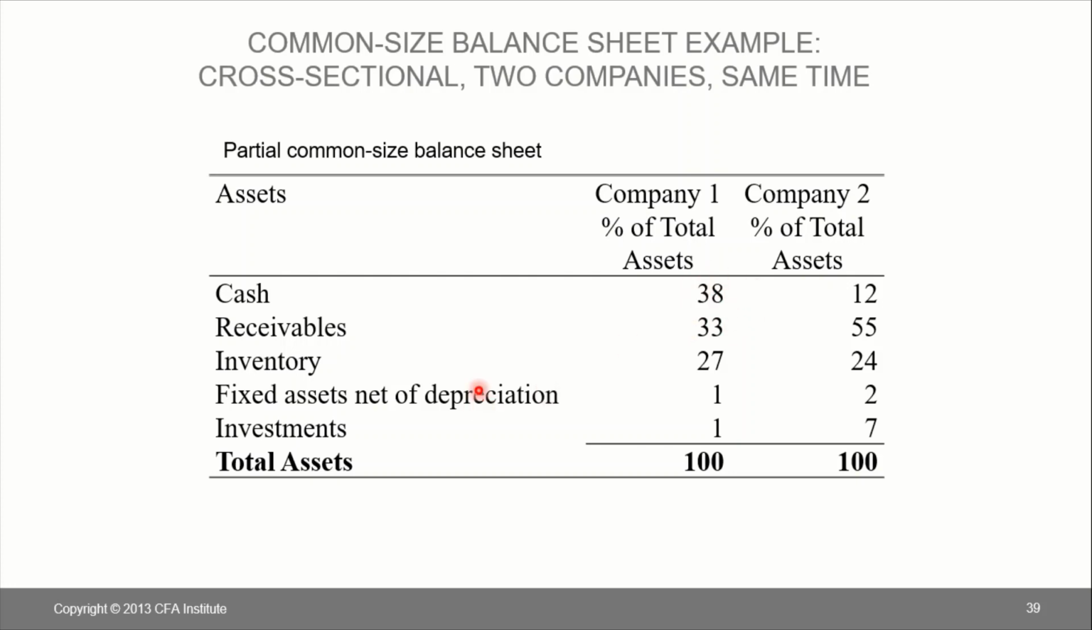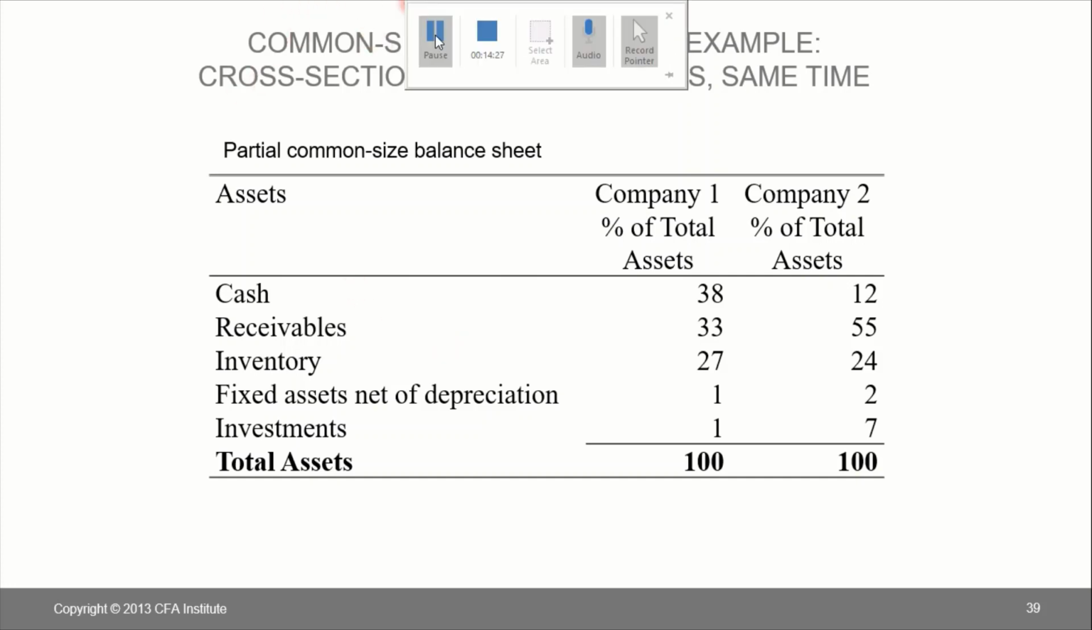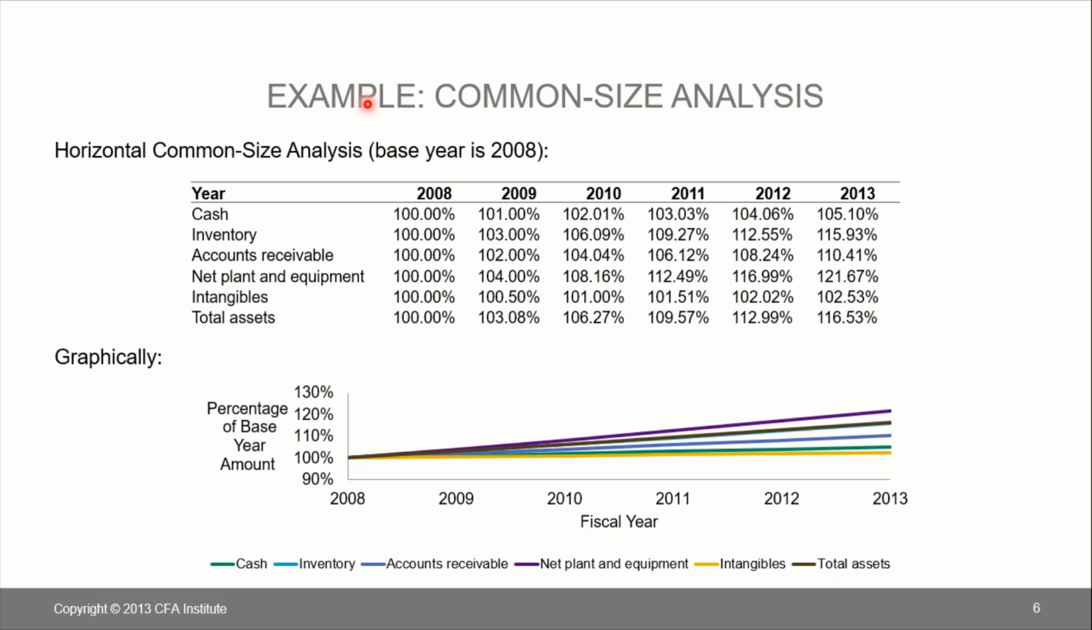Siguro magbigay na lang ako ng example. Okay, para mas maintindihan natin. Alright, so this is an example of a horizontal common size analysis. So after getting the common size balance sheet, which is an example of a vertical analysis, horizontal analysis would then be expanding your analysis in a per year comparison.